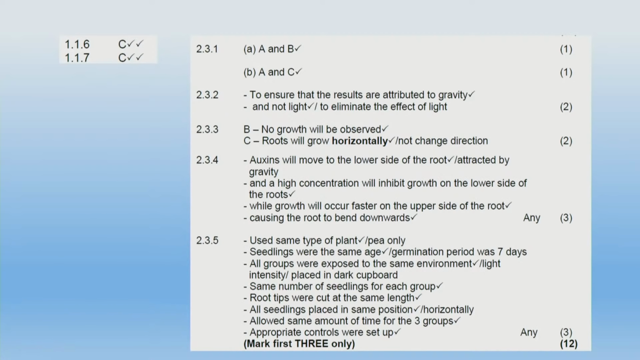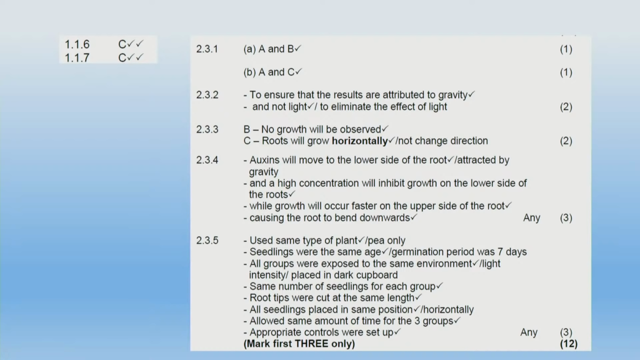Auxins will move to the lower side of the root. You remember that if the stem is placed horizontally, and then what will happen, auxin will move to the lower side of the root, or if the roots, and then attracted by gravity. And then a high concentration will inhibit growth on the lower side of the roots, while growth will occur faster on the upper side of the root, and then causing the root to bend downwards.